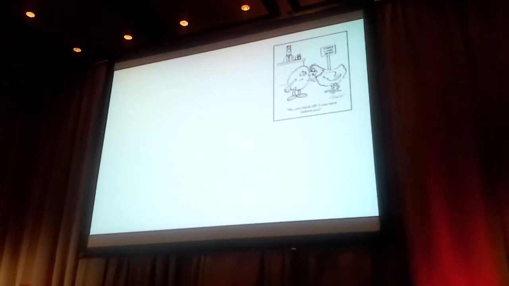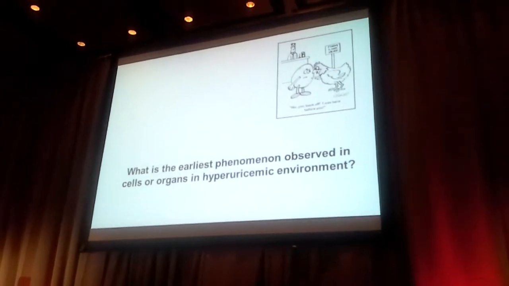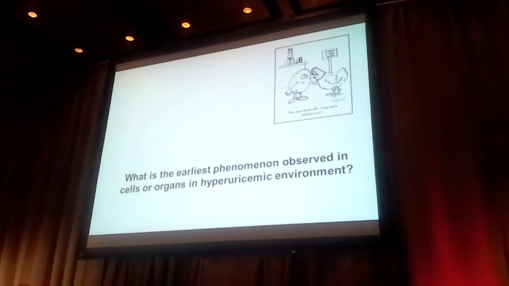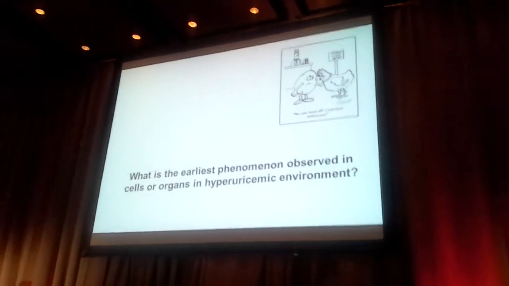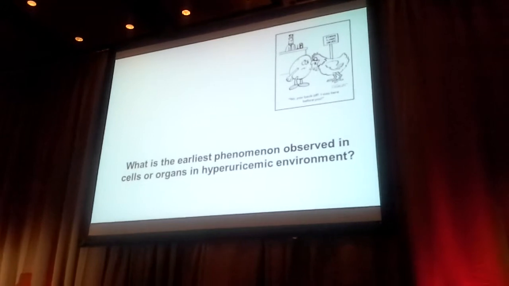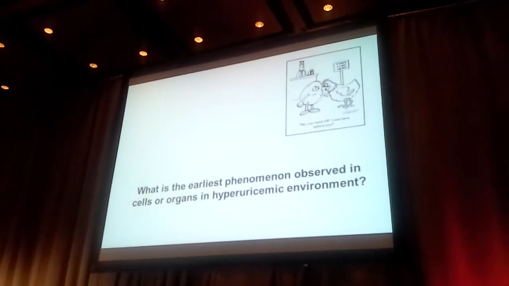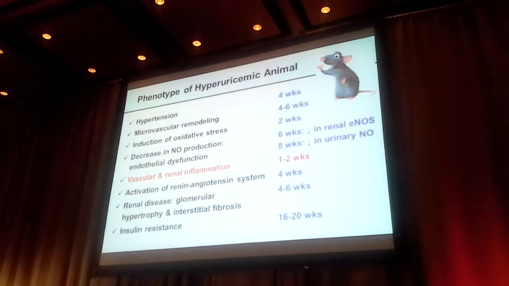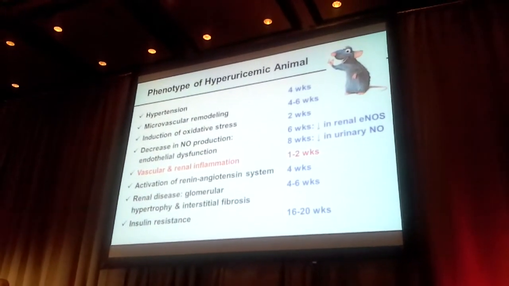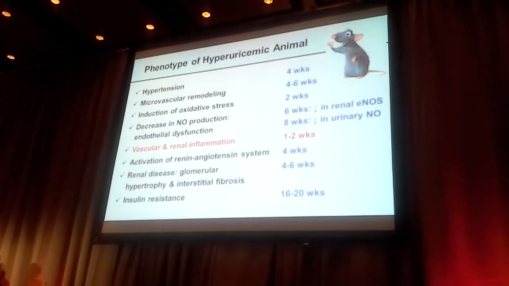Actually, we wanted to go further into the mechanism of uric acid related disease. We have been interested in what is the earliest phenomenon observed in cells or organs in a hyperuricemic environment. Back to the rat data, this time I marked the timing at which we observed each finding.